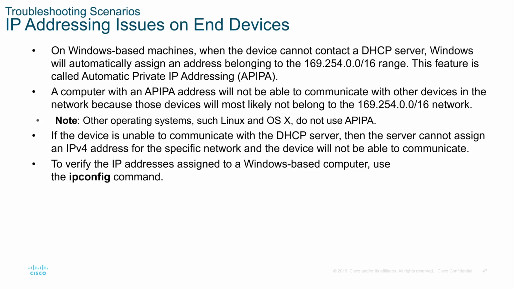Other systems, such as Linux and Mac, do not use APIPA. If the device is unable to communicate with the DHCP server, then the server cannot assign an IPv4 address for the specific network, and the device will not be able to communicate. If we want to verify the IP address, as mentioned earlier, in a Windows-based machine, use the ipconfig command.